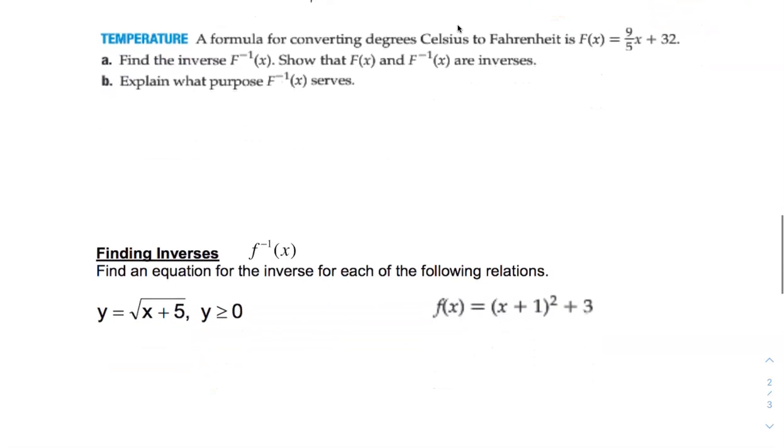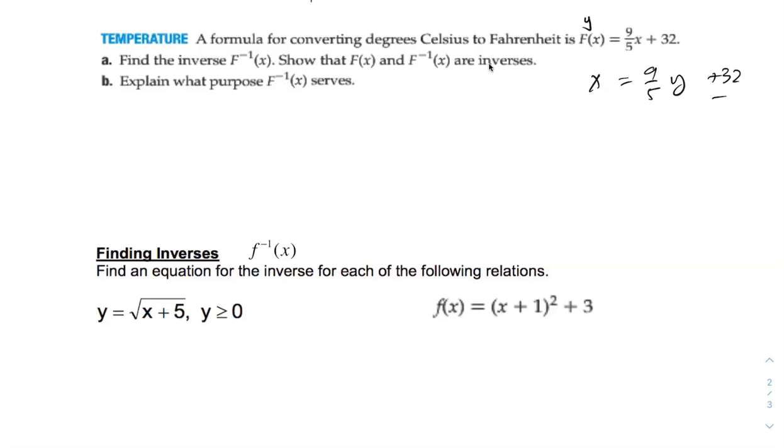Next one, application problem. The formula for converting degrees Celsius to Fahrenheit is f of x equals 9 over 5 x plus 32. Find the inverse, f inverse. Show that f and f inverse are inverses. So let's find the inverse first. The easiest way to find an inverse is to switch x and y. This is like my y. So you switch it, like that. And then we're just going to solve for y.